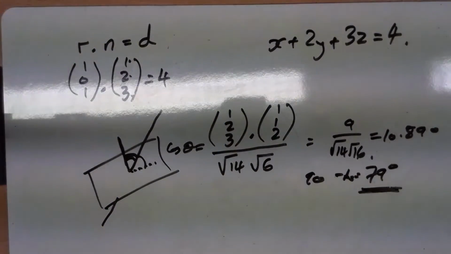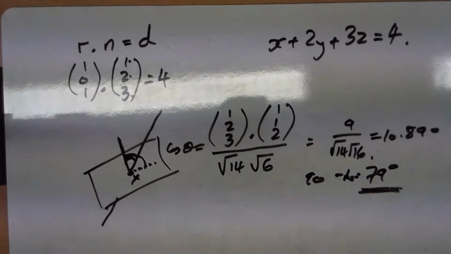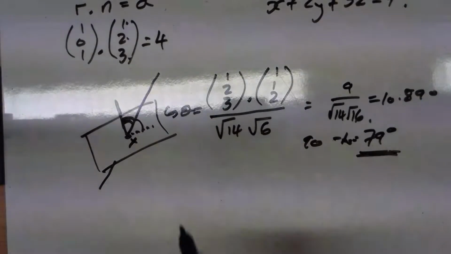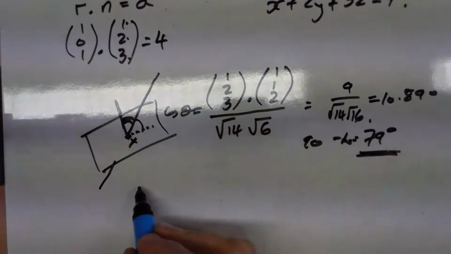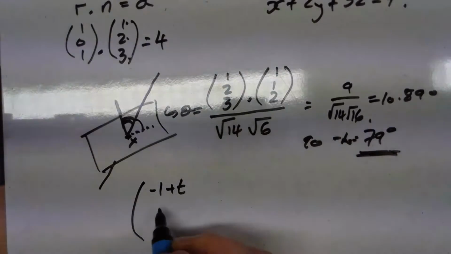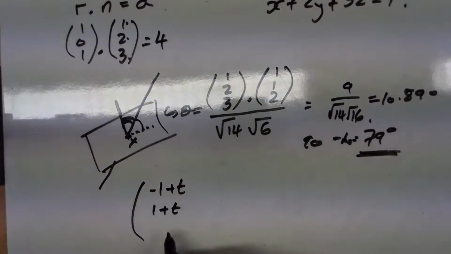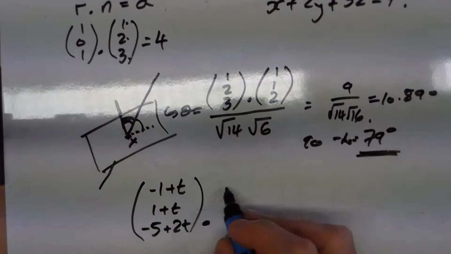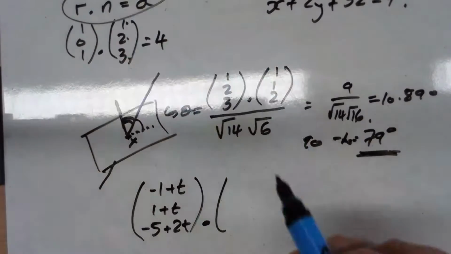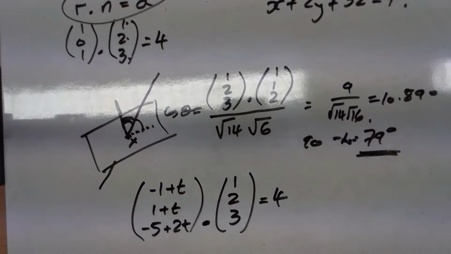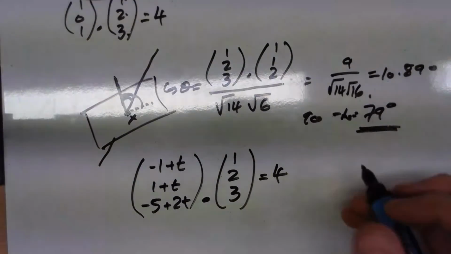Now, the last part of this says we actually want to find out the coordinates of this point here, the coordinates of X. And like all our vectors ones here, we know the point on this line. The point on this line is (-1 + t, 1 + t, -5 + 2t). Simply, that is the equation of the line. And we know that when we dot that, going back up here, with (1, 2, 3), the answer is going to be 4, because that's the equation of our plane.